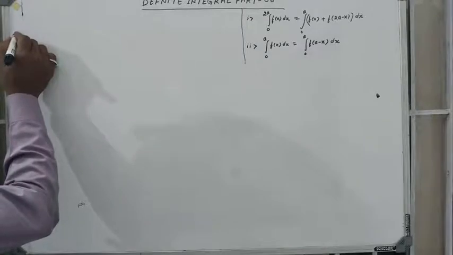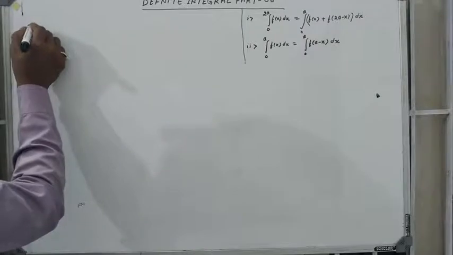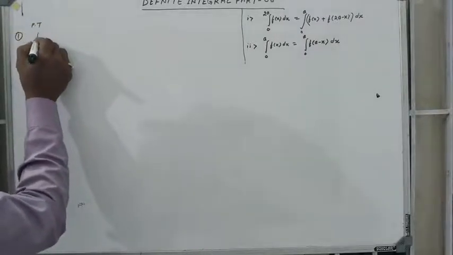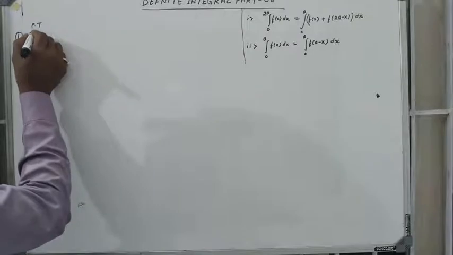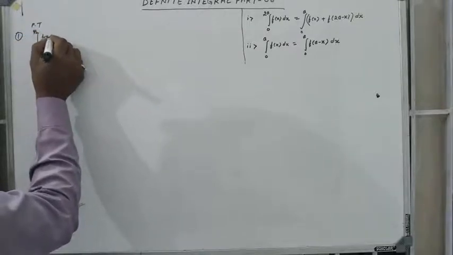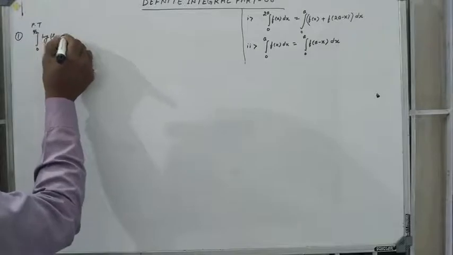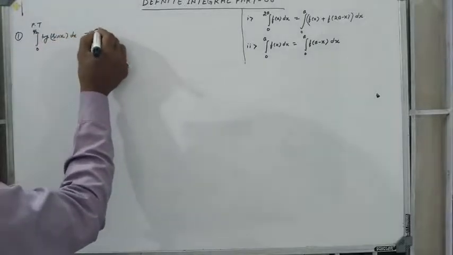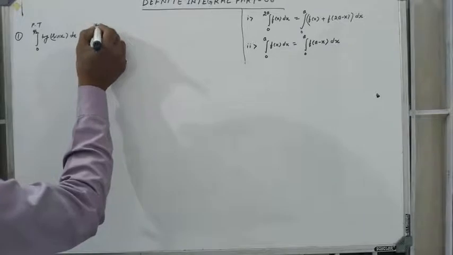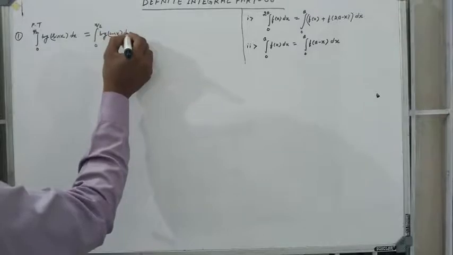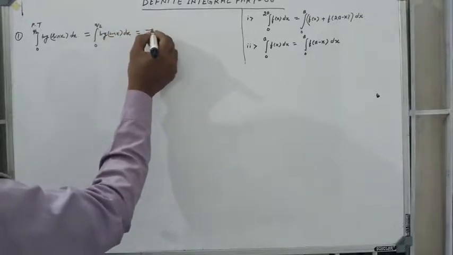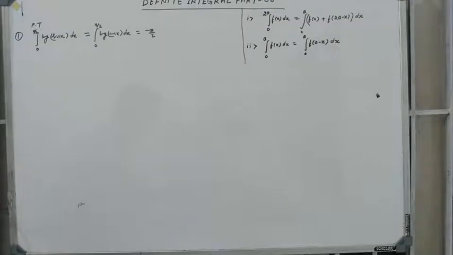So, question number 1 is prove that the integral from 0 to pi by 2 of log sin x dx is equal to the integral from 0 to pi by 2 of log cos x dx, which is equal to minus pi by 2 log 2.